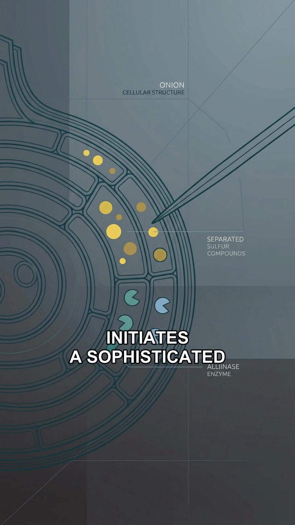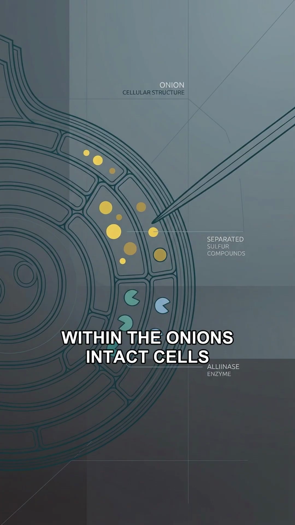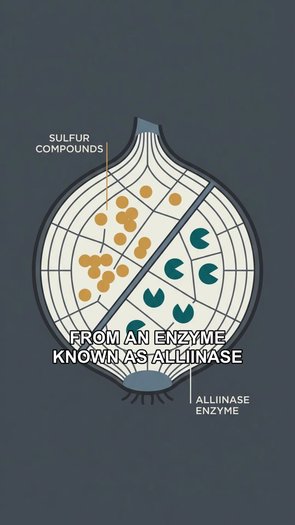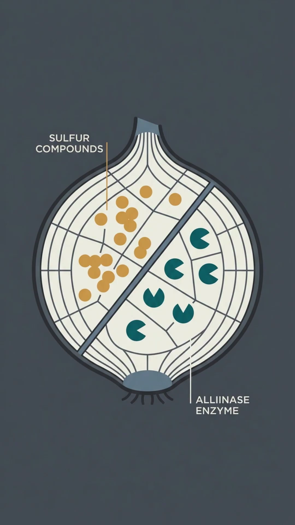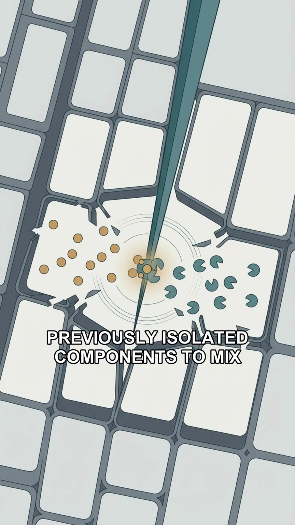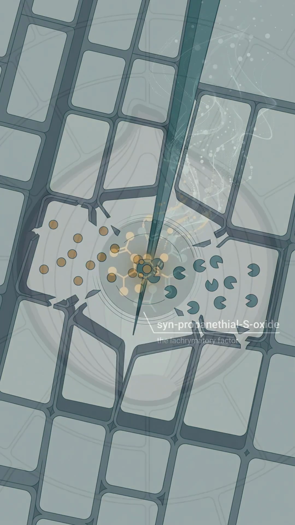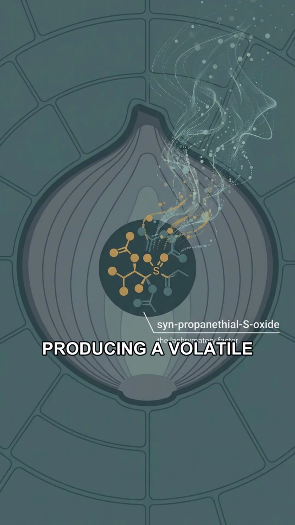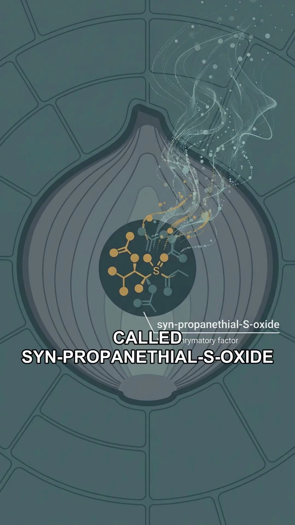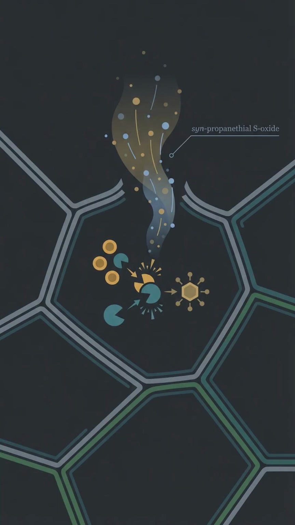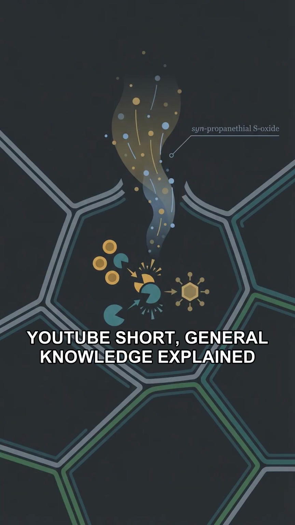Cutting an onion initiates a sophisticated chemical defense mechanism. Within the onion's intact cells, specific sulfur compounds are physically separated from an enzyme known as alliinase. The blade's damage ruptures these cellular barriers, allowing the two previously isolated components to mix. This interaction instantly catalyzes a reaction, producing a volatile, sulfur-based gas called syn-propanethial-S-oxide, the lacrimatory factor.